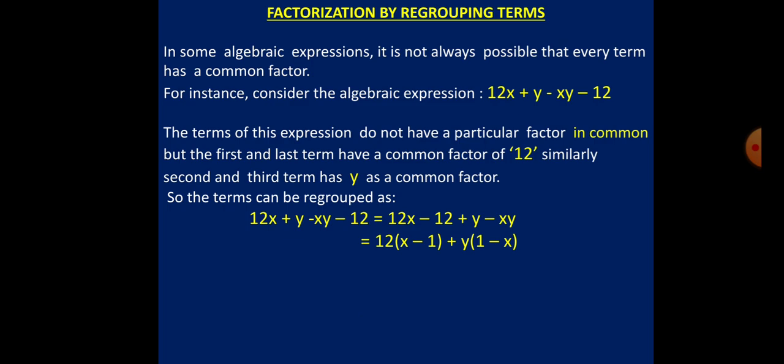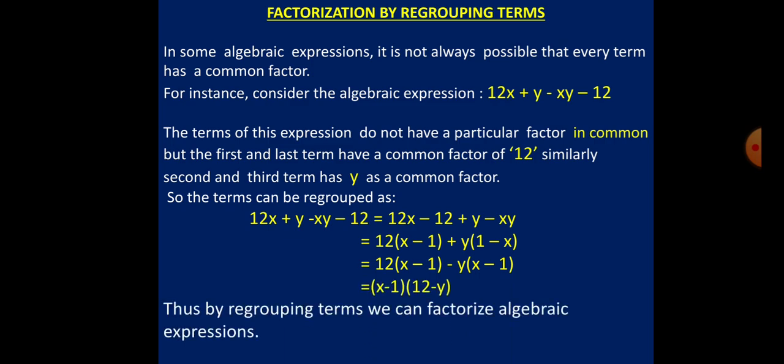Now in this expression, in the second term, we can see that if we take out the minus from y times 1 minus x, then it will be like 12 times x minus 1 minus y times x minus 1, and again x minus 1 is the common factor here, so we have taken out x minus 1 to resolve this into factors. Thus, by regrouping terms, we can factorize algebraic expressions. Now you can see regrouping is a very useful tool while you are factorizing.